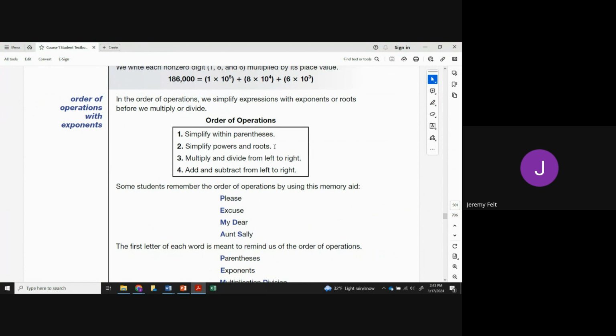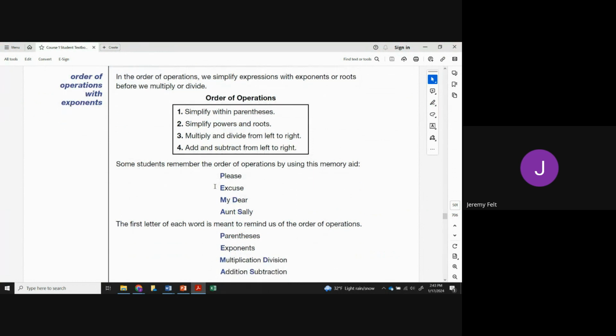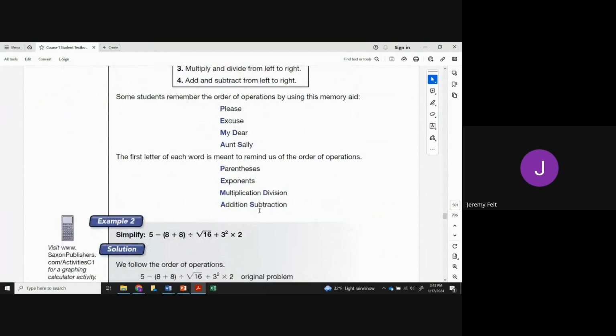That will be next. Multiplication and division from left to right. So just because we say multiplication and division doesn't mean multiplication is over division. They have the same priority. So work left to right. And same thing with addition and subtraction. They have the same priority, and those are the last things we do, and we work left to right. Okay, the acronym we can use is PEMDAS or GEMDAS, and we have this little jingle, please excuse my dear Aunt Sally. So parentheses, exponents, multiplication, division, addition, and subtraction.